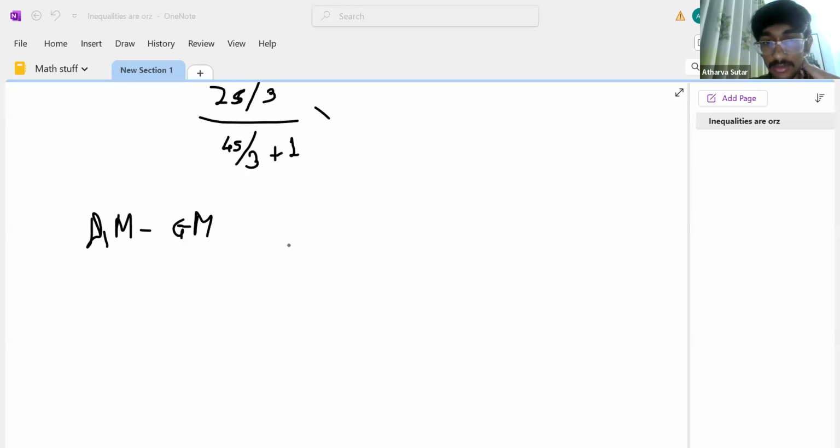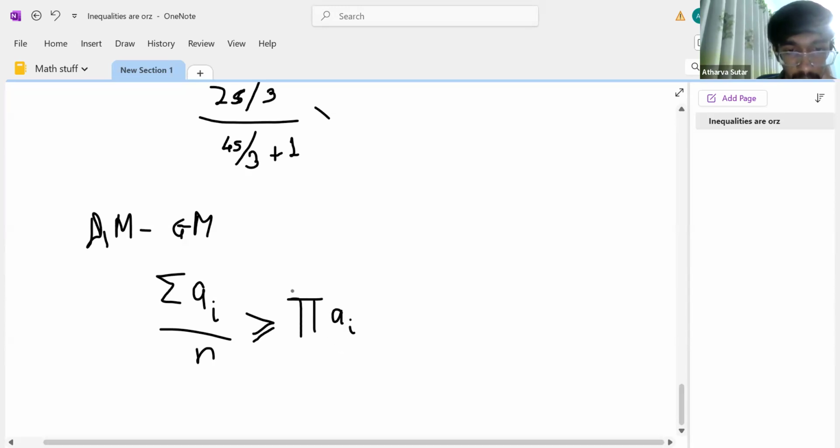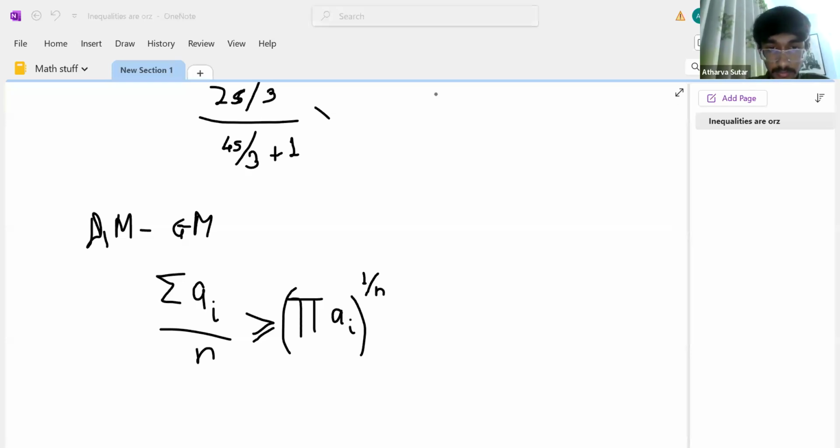I'll give you a hint. You use one of the functions that is given in the PDF, but yeah, you guys can try this for a while. AMGM is basically proof that sigma ai. Also, if you want to give any ideas, then send a private message.